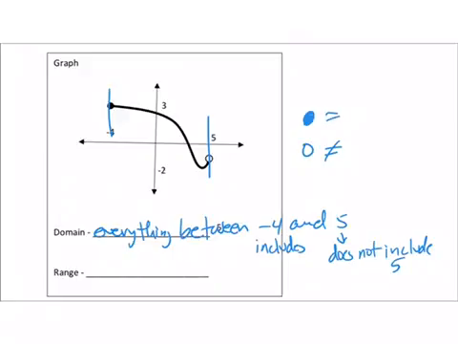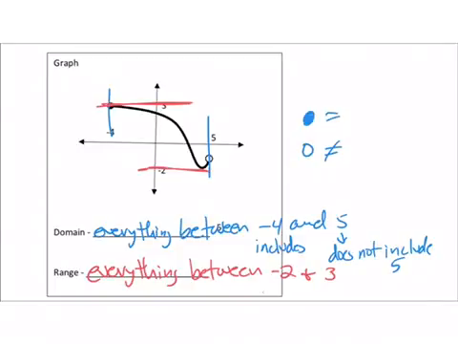Now, if we then look at the range, it will go from here, which is the very bottom point, to here, which is the very top point. So we'd say the range is everything between -2 and 3. And in this case, it includes both -2 and 3. Because even though you don't have a closed circle, you don't have an open circle. Here you do have a closed circle, here you have a line, but it means it touches that point.